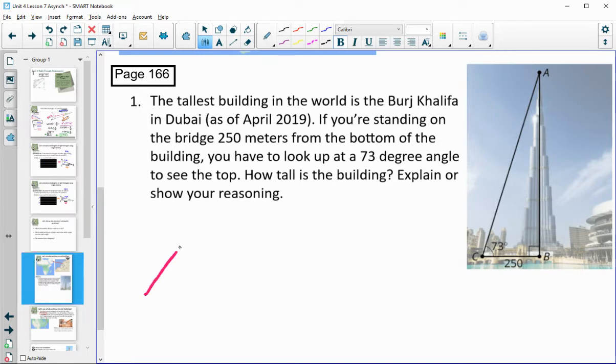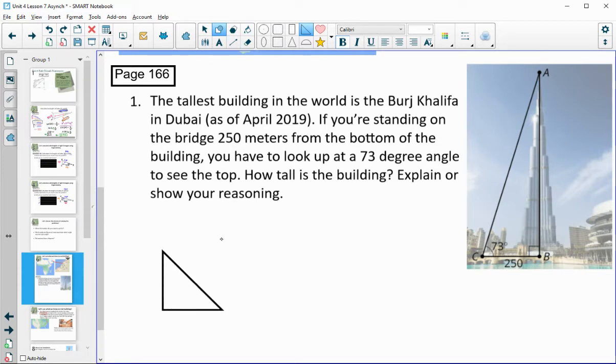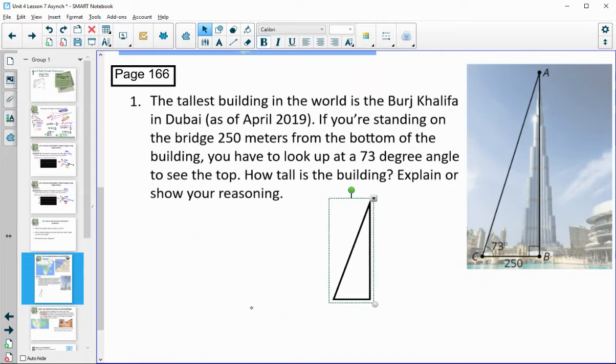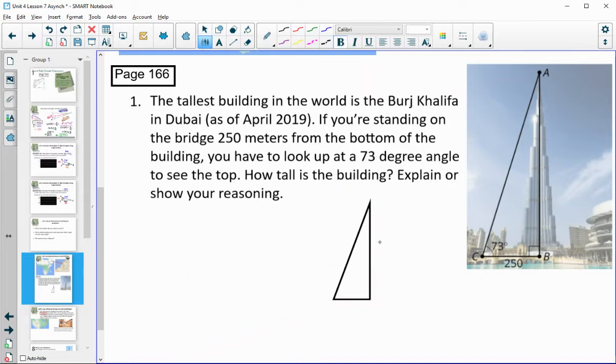So we've got this right triangle here. Let me actually get a real right triangle. And you can see it over here in the picture. Okay, so we've got this right triangle here. And we've got some measurements labeled. Okay, so we see that we know two angles just like we needed, right? So we've got the 90-degree angle and we've got this 73-degree angle.